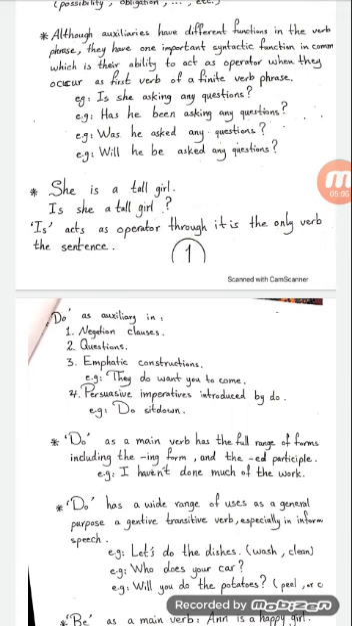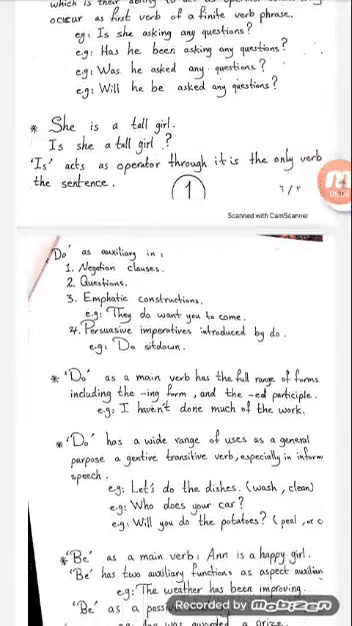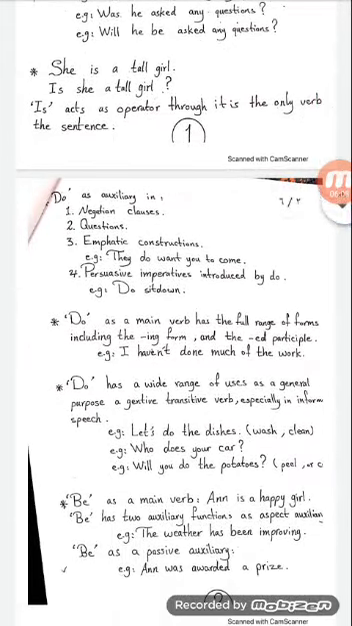Here we have done as a past participle of do. Do has a wide range of uses as a general-purpose agentive transitive verb, especially in formal speech. Let us do the dishes. This means that do is used in the place of wash and clean.